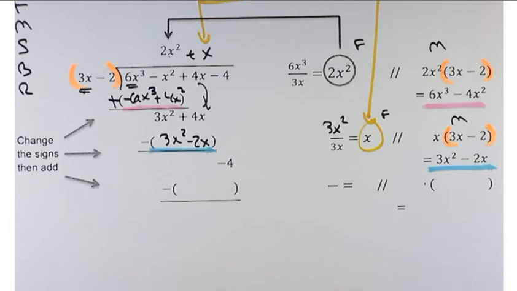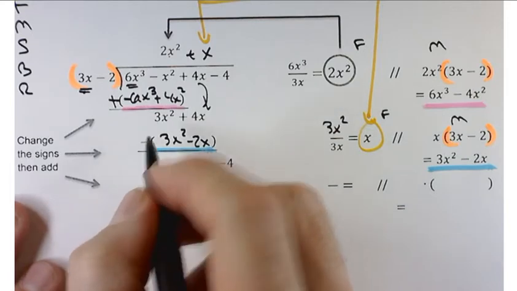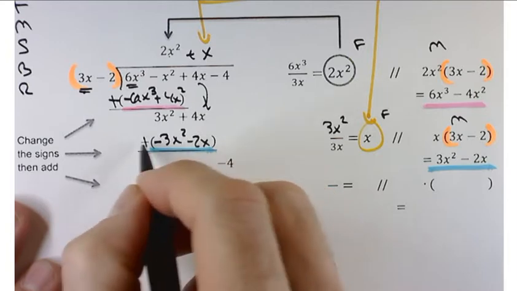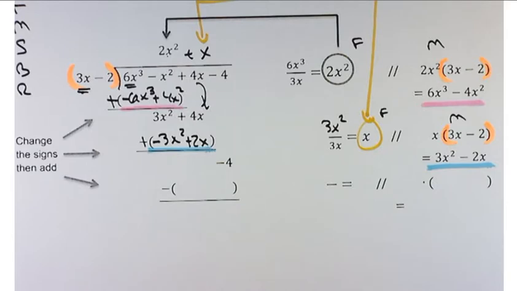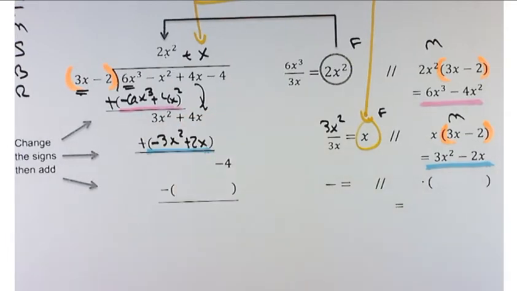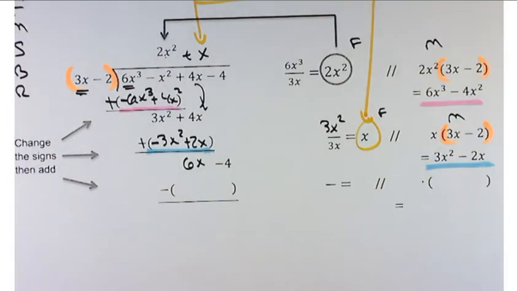Let's distribute this. Change the signs and add. Plus here. So that makes this a minus and this a plus. When I add those terms together, what do I get? Yeah. So these two cancel each other out. 2 and 4 gives me 6. So 6x minus 4.